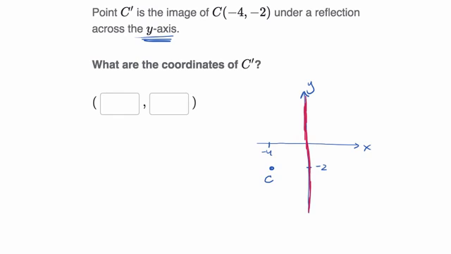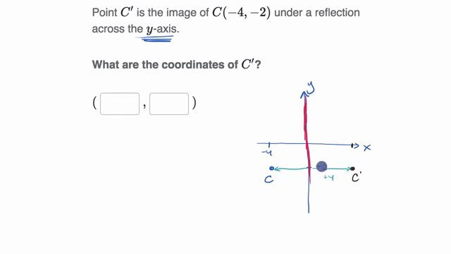So let's see. The point C is 4 to the left of the y-axis. So its reflection is going to be 4 to the right of the y-axis. So let me do it like this. Instead of being 4 to the left, we want to go 4 to the right. So plus 4. So where would that put our C prime? So our C prime would be right over there.